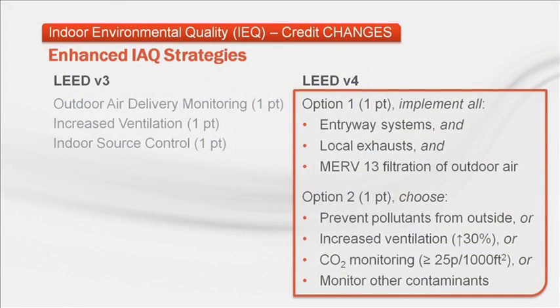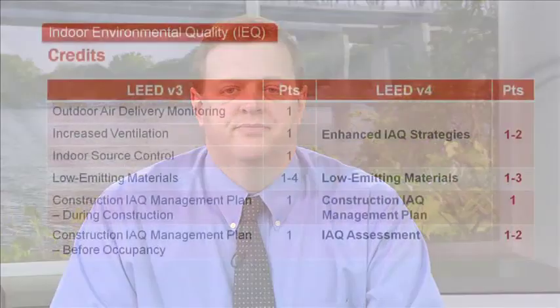In addition, using option 2, you can earn 1 more point by implementing any one of several IEQ strategies listed. For example, one of the choices is the same as the old increased ventilation credit. That is, if you design the system so that the breathing zone ventilation rates are 30% higher than standard 62.1, you can earn this 1 additional point. Or you can choose to monitor CO2 in each densely occupied space. In total, there are 4 strategies to choose from under this option 2. So if you comply with any one of them, you earn this 1 additional point.